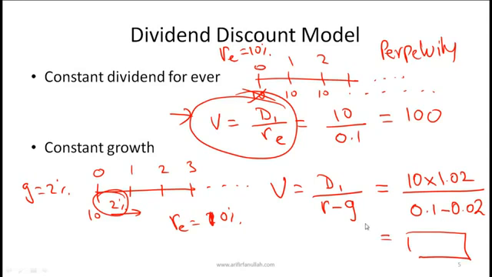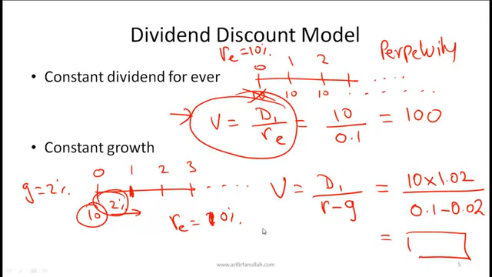But here again, note that we did not use this dividend D0 in our calculation, but the dividend D0 was useful in terms of figuring out D1. This number that we calculate gives us what the share price should be at time 0.